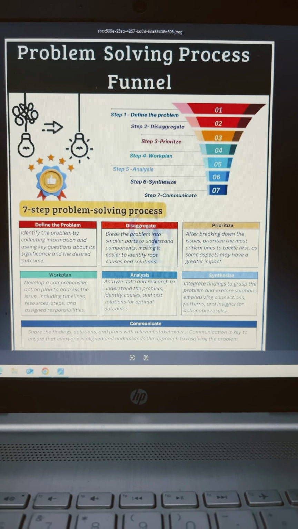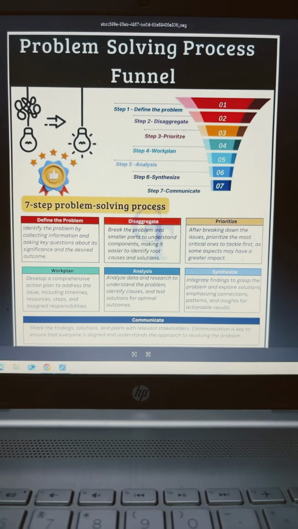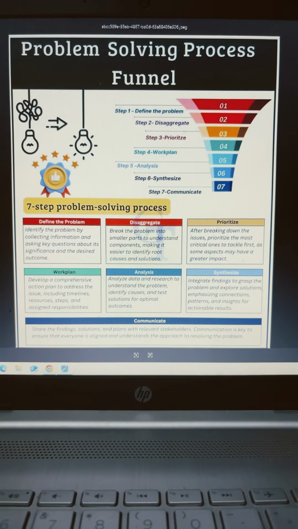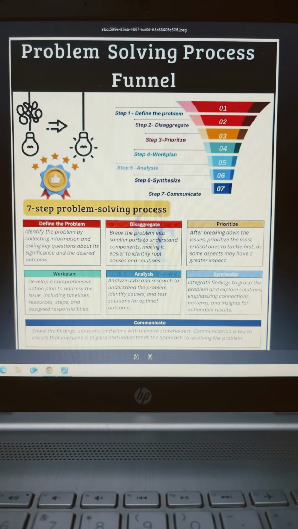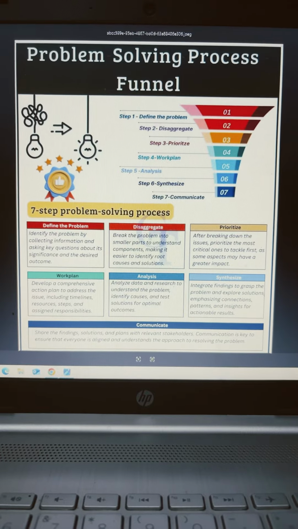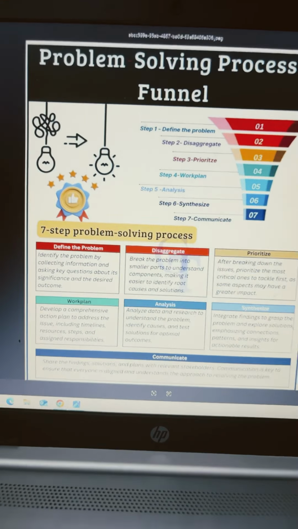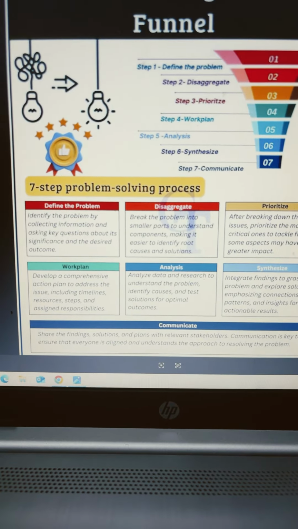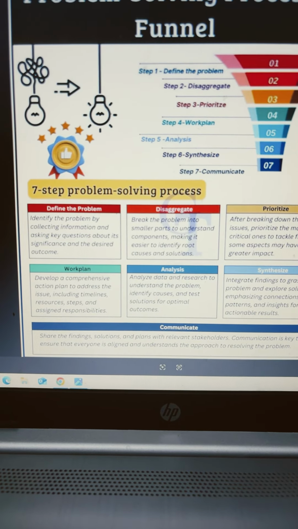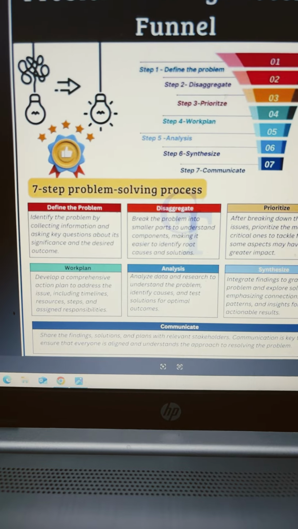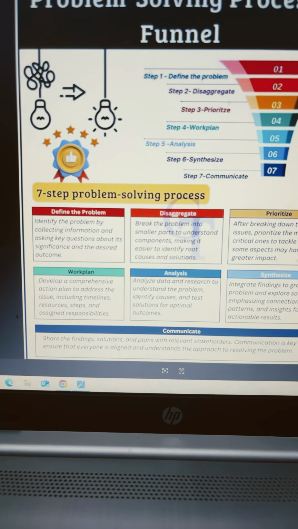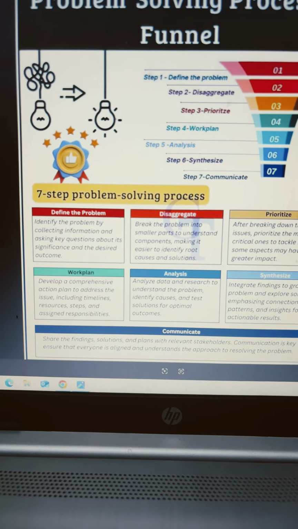So the fourth step is work plan. You develop a comprehensive action plan. Before putting the plan into action, you make a comprehensive plan of action to address whatever issues you are facing in the organization. You include the timelines, you include the resources available in the organization, the steps, and all the assigned responsibilities accordingly. So this is the fourth step of solving a problem.